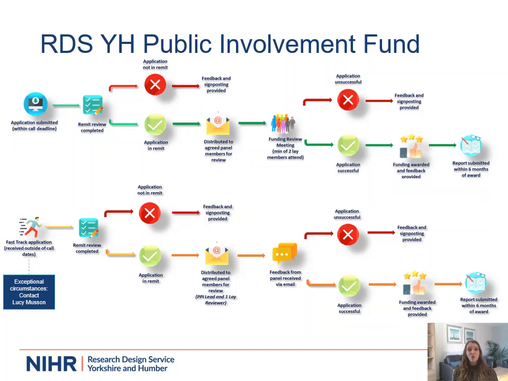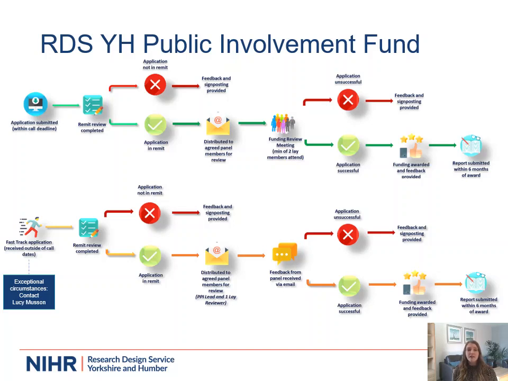This figure shows the award process. When an application is submitted, I will review it to ensure that it is within remit. If it is within remit, then I will distribute the application to funding panel members to review. The panel members include Research Design Service staff and members of the Public Involvement Forum, which is a group of members of the public and health and social care professionals from across the region who all have an interest in public involvement in research. At least one lay member of the forum will review each application.